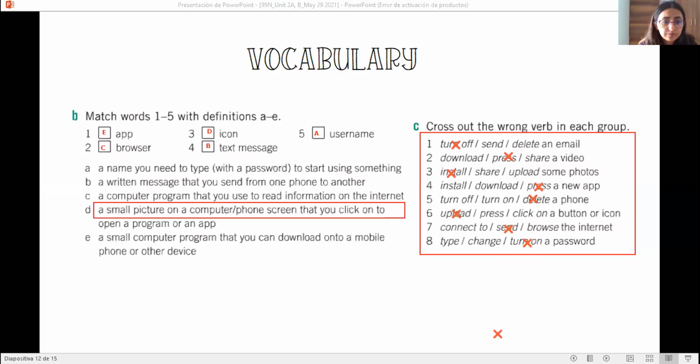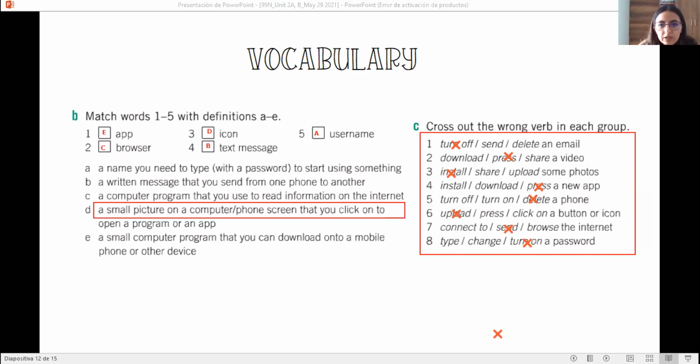So, the next thing we're going to do, guys, you're going to read some reviews. These reviews are very fun, and you will know a little bit more about something you like a lot, which are the apps. So we will be reading some reviews about apps.